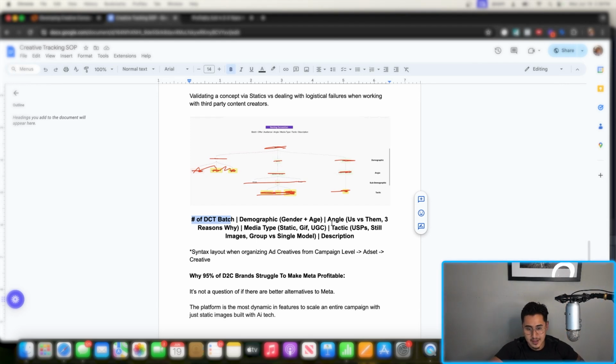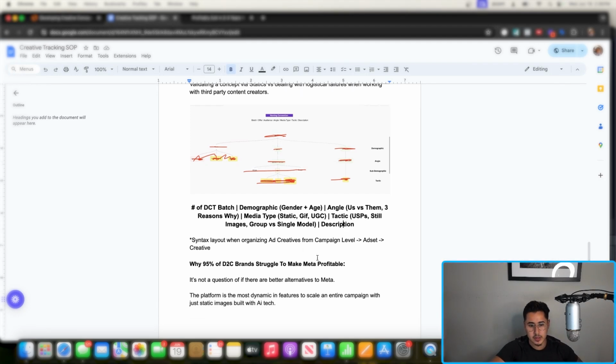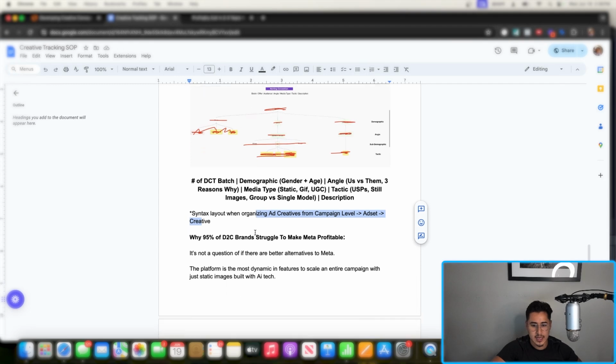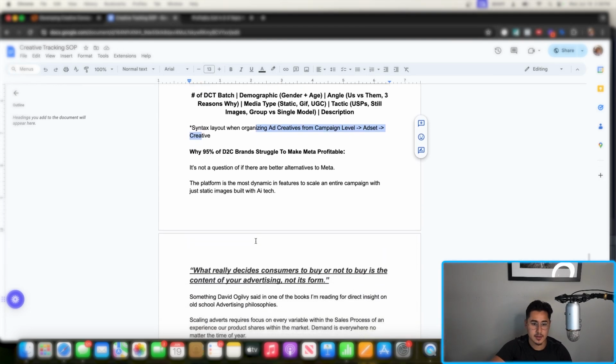We go demographic, which is gender, age, angle, which is okay, this is a 3 reasons why concept. Media type, static, GIF, UGC, tactic, USP. Is it still an image? What is it? Are we testing the model? And then this brief description. Now, syntax laid out when organizing at the campaign level, ad set level, and then the creative level.